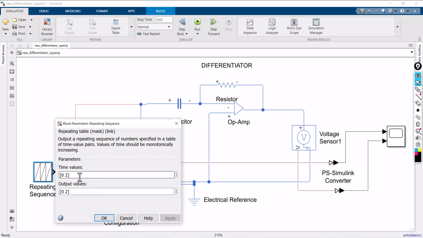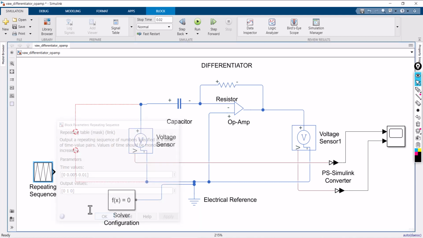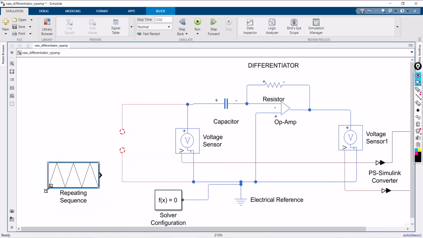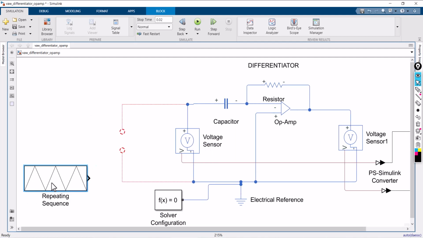0, and let it be the last value as 0.01, and middle value is 0.005. So output is 0, 1, 0. You can see this will give you triangular input.